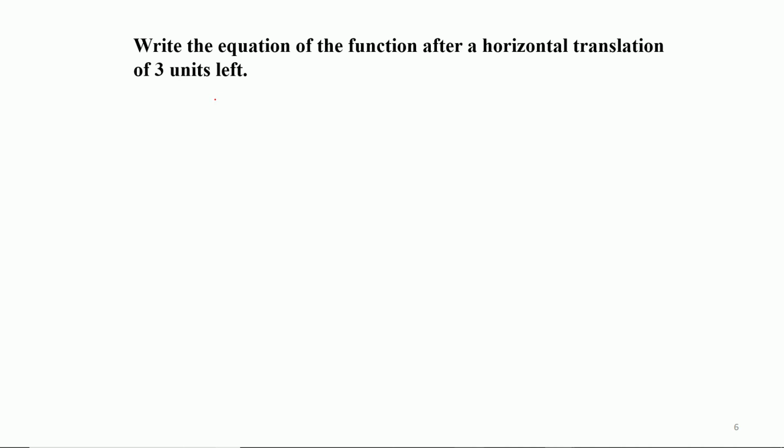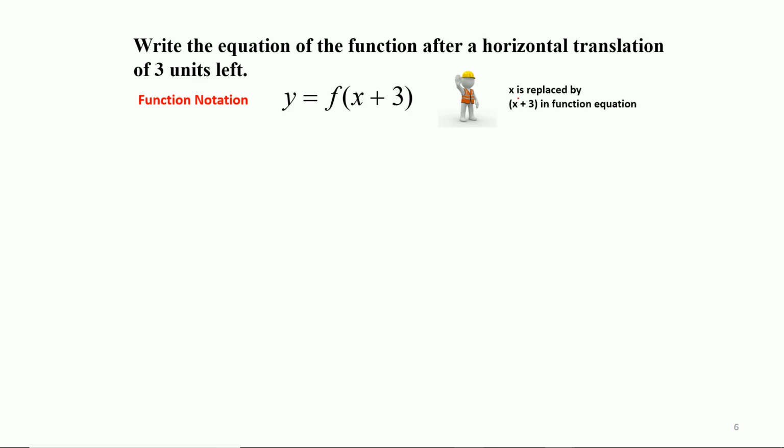So we have to write the equation of a function after a horizontal translation of 3 units to the left. So we know how to do this now. y equal to f(x + 3). This is what we write, and x is replaced because if y equal to f(x) was our function, then in order to translate it 3 units left, we have to add a 3. y equal to x square will become y equal to (x + 3) whole square.